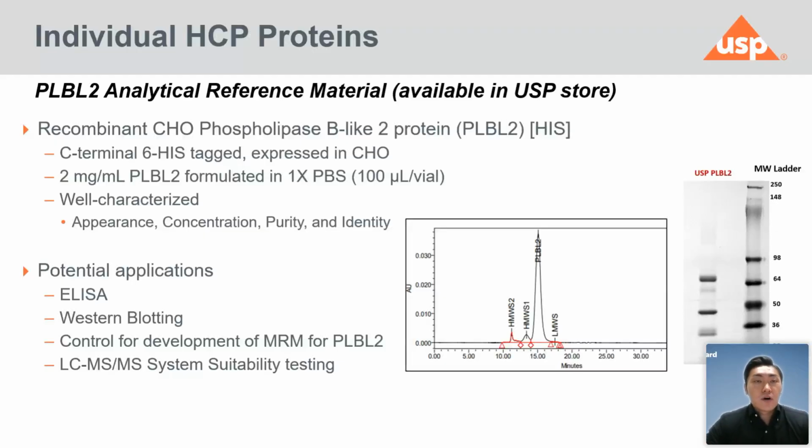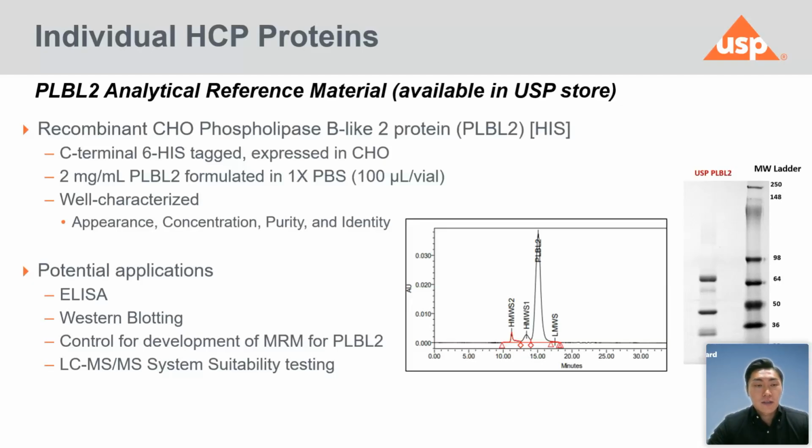So, individual whole cell proteins of concern. PLBL2 is a pretty notorious high-risk HCP. At USP, we have a recombinant CHO phospholipase B-like 2 protein. This is a C-terminal 6-His tag protein expressed in CHO, and we have made this at 2 mg per mL, formulated in 1x PBS, with 100 microliters per vial.